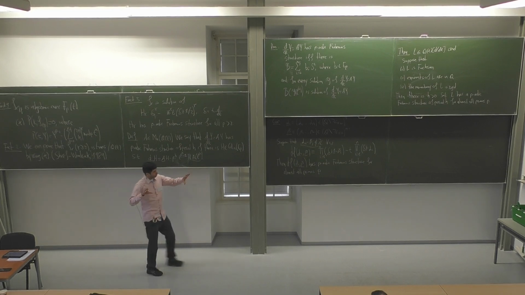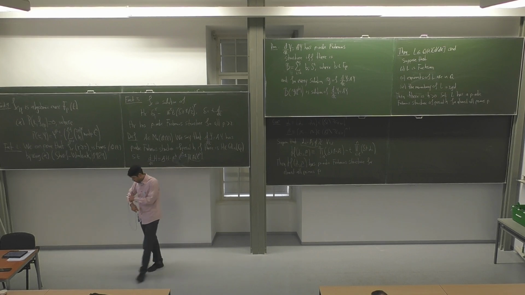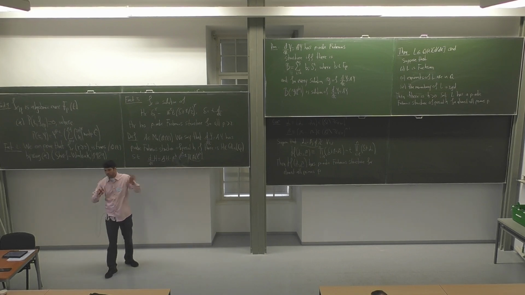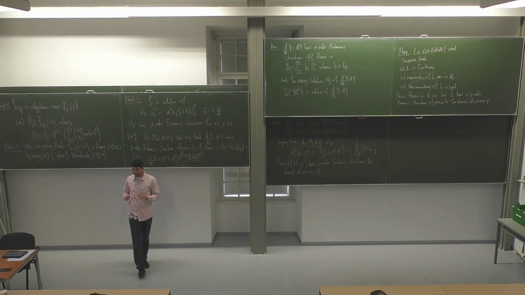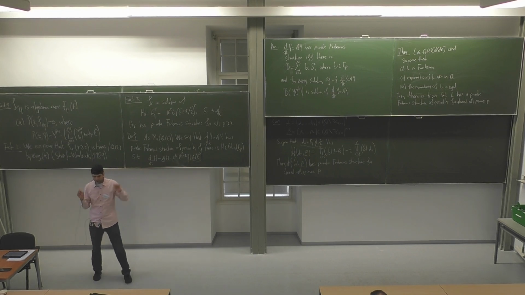When you have two systems which are equivalent, and one of them has Frobenius structure, the other one also has Frobenius structure. That is because the Frobenius structure is actually an equivalence between two matrices, between two systems.